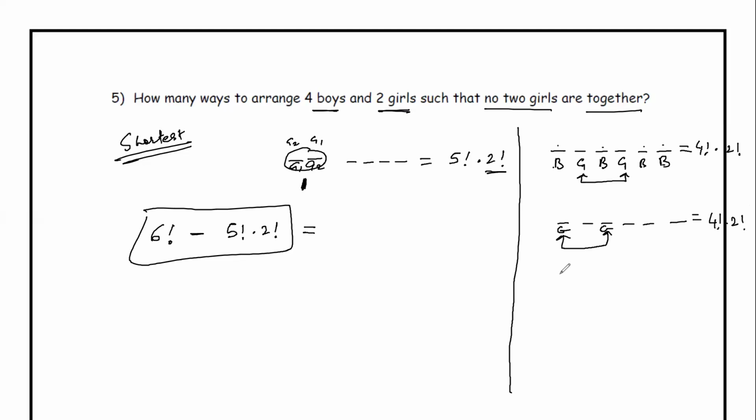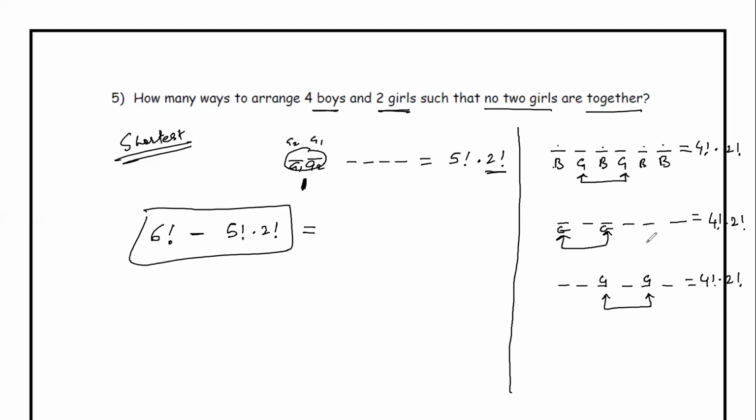And then you'll have to consider this position. You already considered this and this. So you'll have to consider starting from the third dash, this and this. Girl here and girl here. So again, 4 factorial into 2 factorial ways.